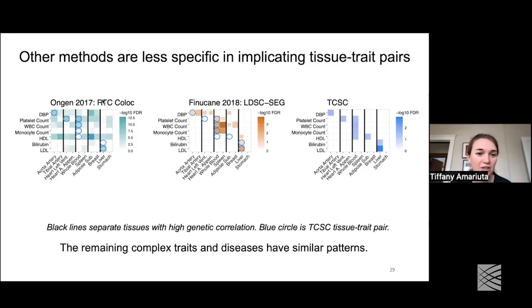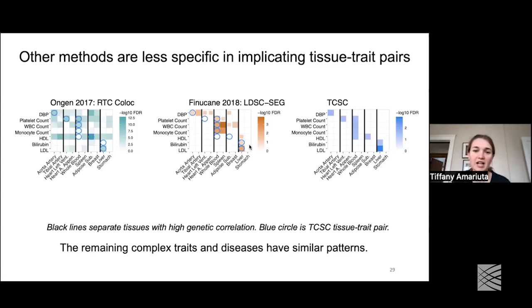So here we're showing the results from RTC Coloc and the LDSC seg method. And each pair of tissues here are highly co-regulated, and a black line separates these pairs of co-regulated tissues. So on the right, you can see that TCSC is quite distinguishing for every pair. It is only indicating one as the most likely causal tissue for a trait.